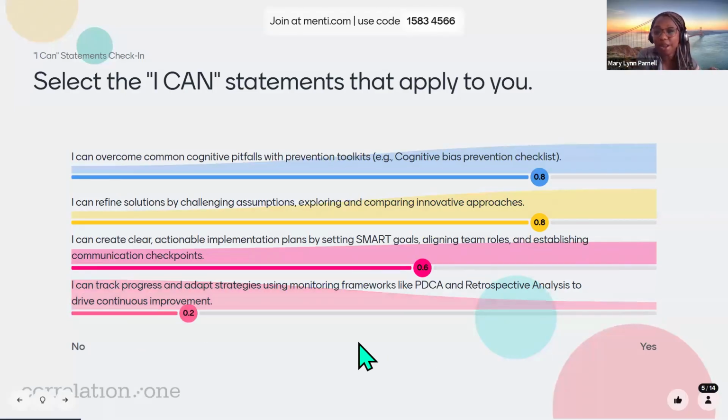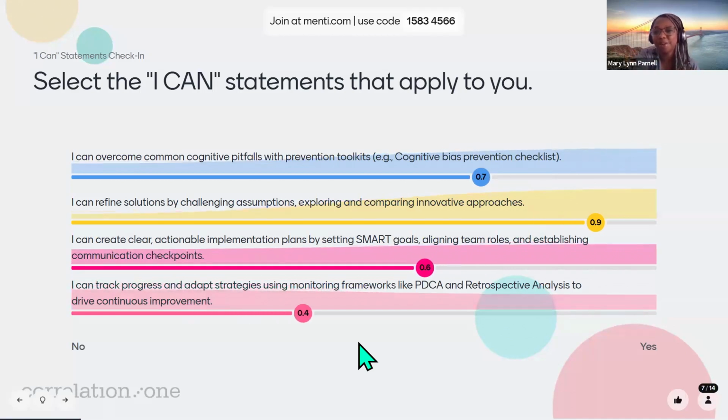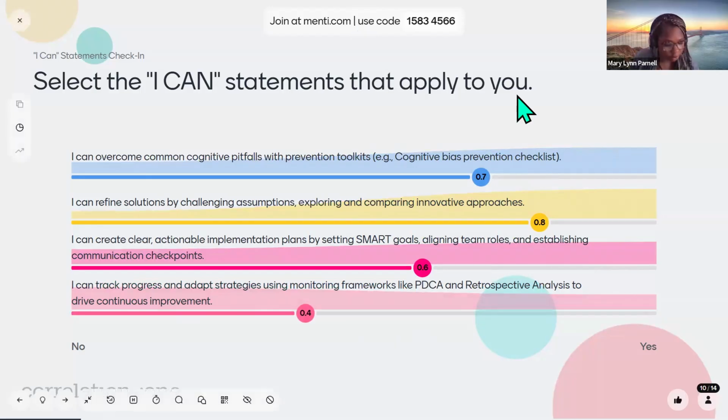Now, if you're on the no side of the spectrum, don't worry. The goal is by the end of our time together that your responses will not be the same as they are now. But where you are today, are you familiar with some of these concepts? And the goal is that by the end of the lesson, you will be able to change your submission right now. Okay with that? And so these are our learning goals for today.